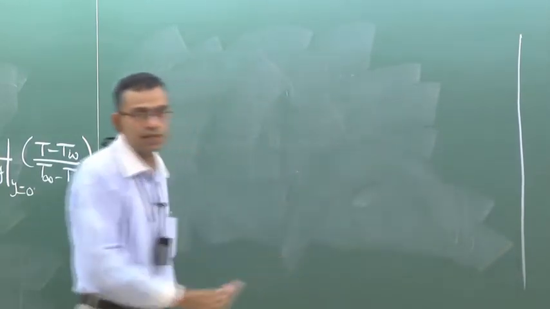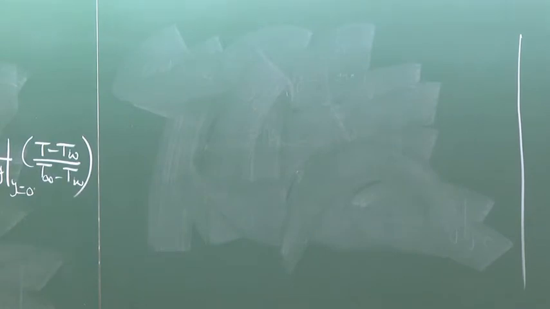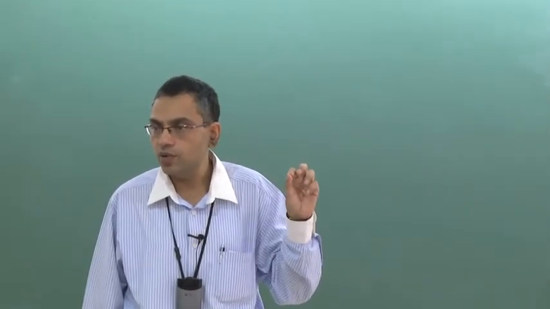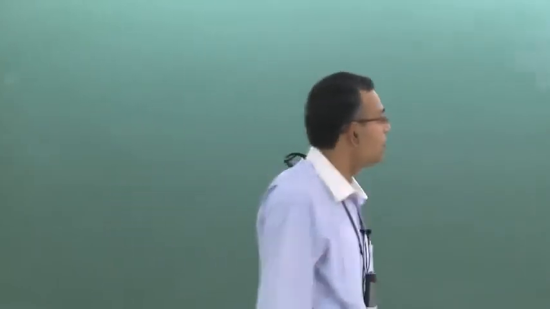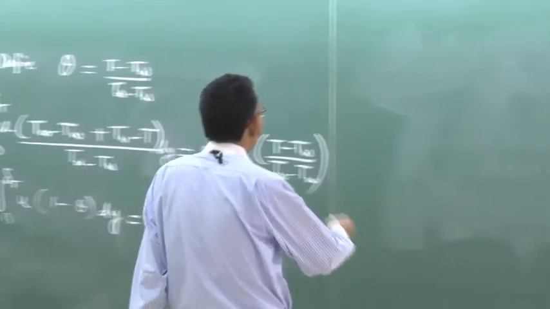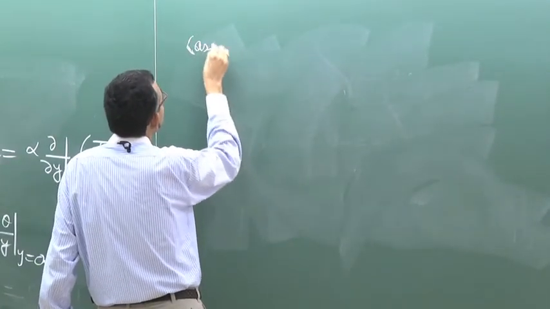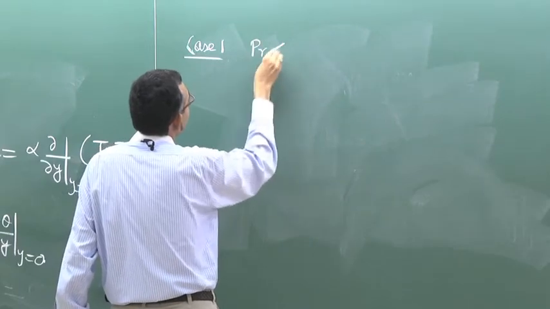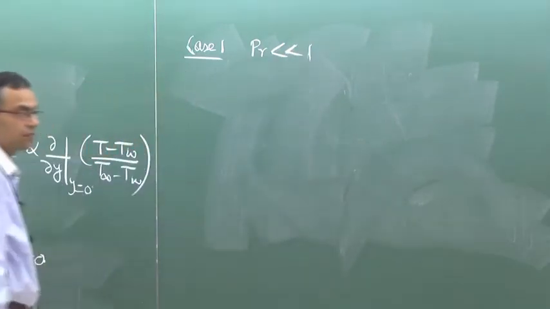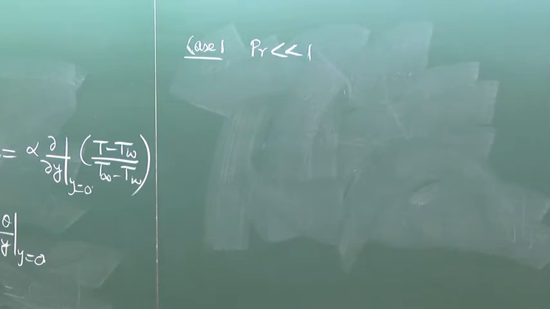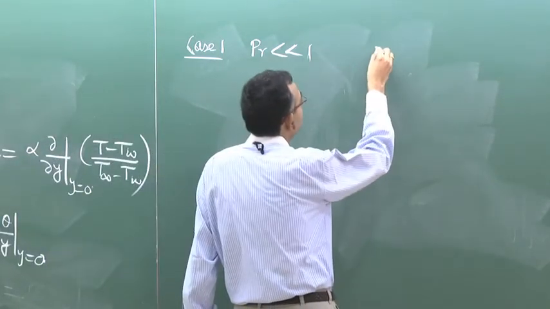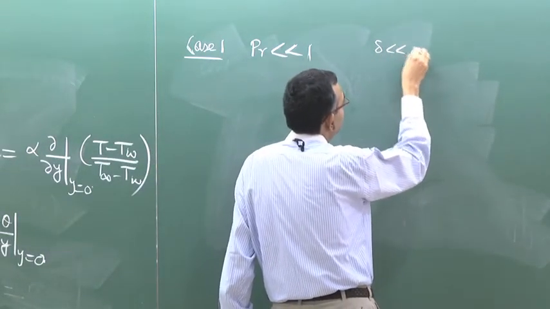So we will make an assessment of the situation using the two limiting cases as we had done for the similarity solution. One is Prandtl number much less than 1 and the other is Prandtl number much greater than 1. So case 1, Prandtl number much less than 1 means delta is much less than delta t.